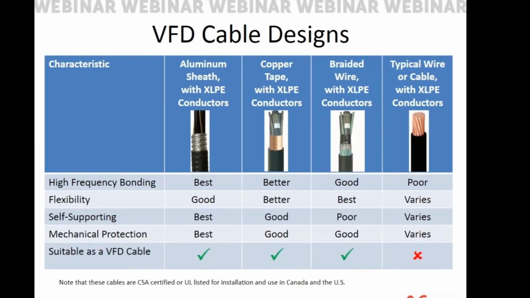Very quick comparison chart between the various VFD cable designs that we would offer. Looking at the aluminum sheath as the best VFD cable solution, or our DriveRX VFD cable, but flexibility is okay, it's good. Again, the braided wire being the best for flexibility, and other typical building wire, Tech 90, ACWU 90, RW 90 pulled into conduit, don't use it.